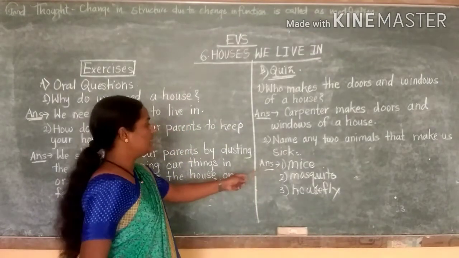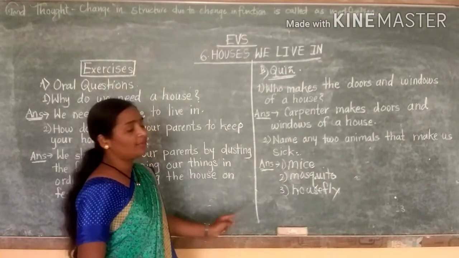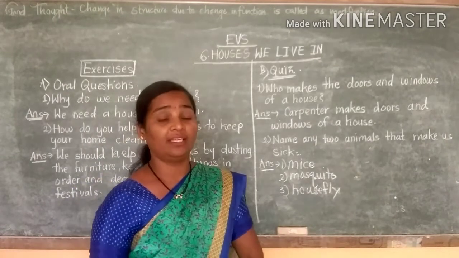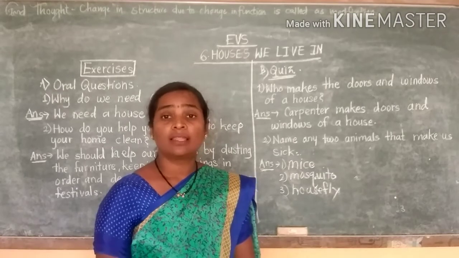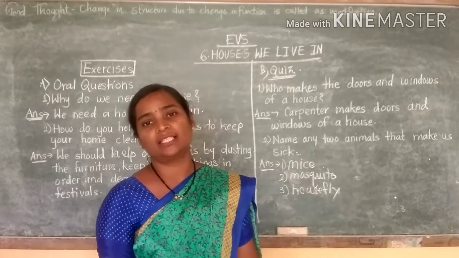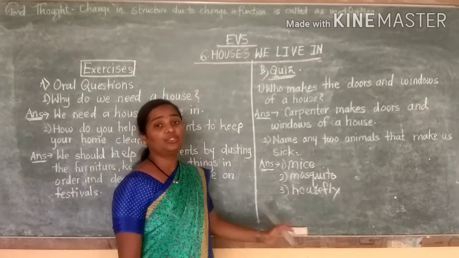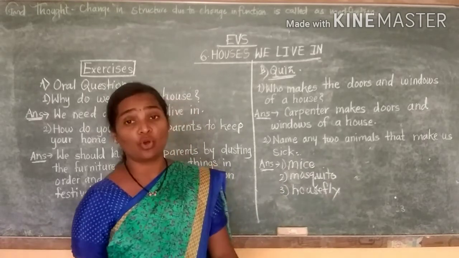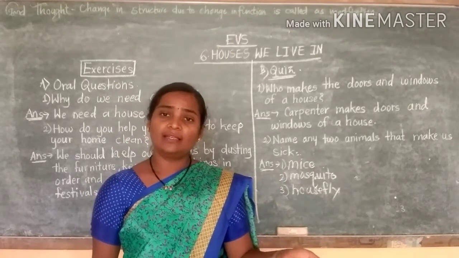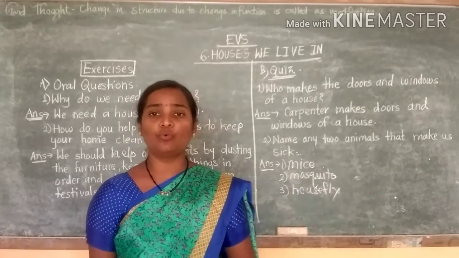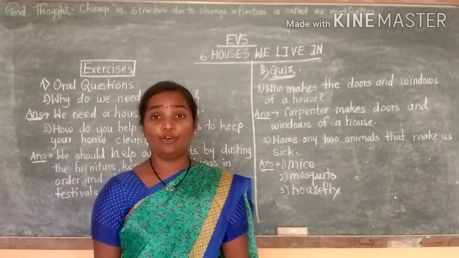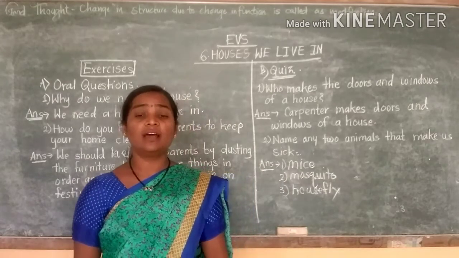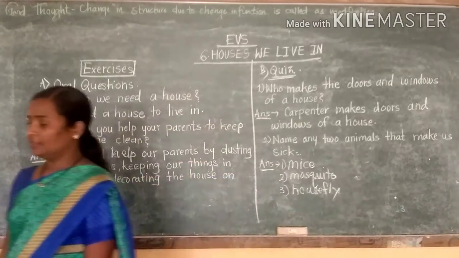Next question, name any two animals that make us sick. Student, we have learned that some are pet animals and some are insects around us that are spreading diseases. You should write the two names only. Here I have written three: mice, mosquito, house flies. You can write the cockroaches also. You should write only two of them. Okay, I hope that you have got all these questions' answers. We will turn towards the next question.